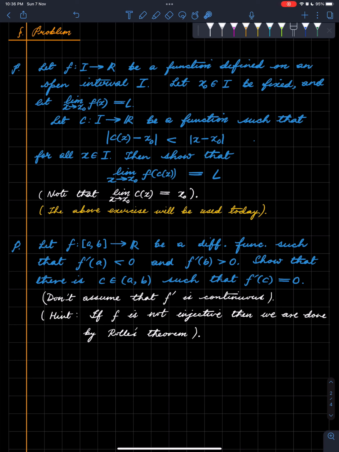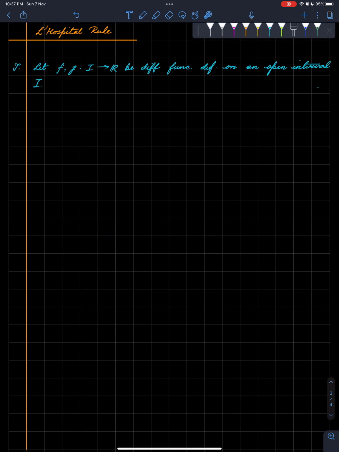But I wanted to isolate it so that when we use it, it does not look like something coming out of the blue. So that's one thing. And this is also a very nice exercise, although we won't use it today. All right. So now let us get into the statement.